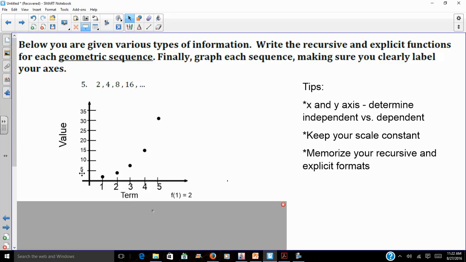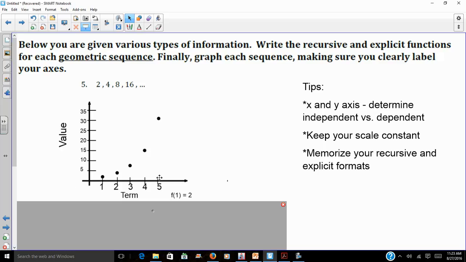Another tip that I want to make sure I give you is that you need to keep your scale constant. Another thing that I have seen on homework is that students simply take the 2, the 4, the 8, and the 16 and put a couple of tick marks, evenly spaced, and then plot a point. That is absolutely not going to show you the growth that occurs in a geometric sequence. So I chose to go by 5s on my y-axis: 5, 10, 15, 20. And when you do that, you can very easily see when those points are plotted.